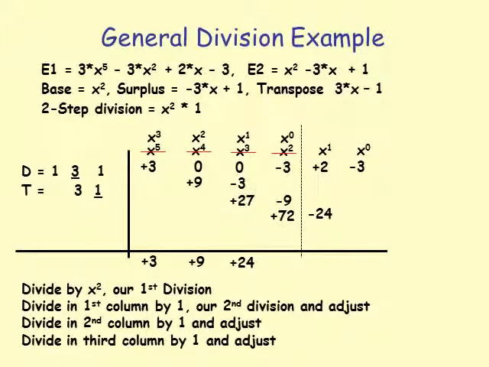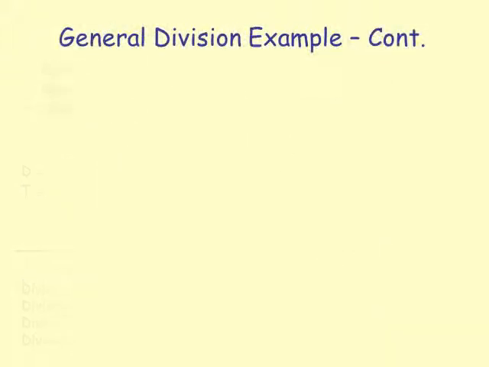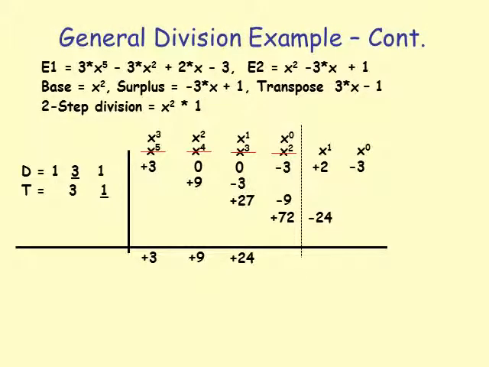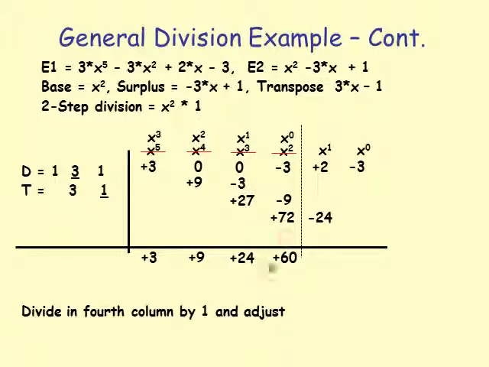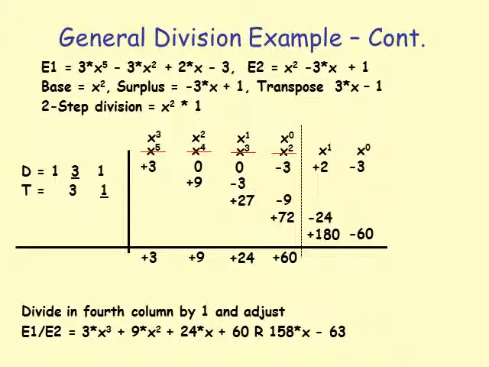Okay, so we got a plus 72. Okay, now we have divided this column here. Okay, divide the fourth column and adjust by 1, which is 72 minus 12 is 60. Okay, plus 60. Adjustment is plus 180 and minus 60. Let's continue.